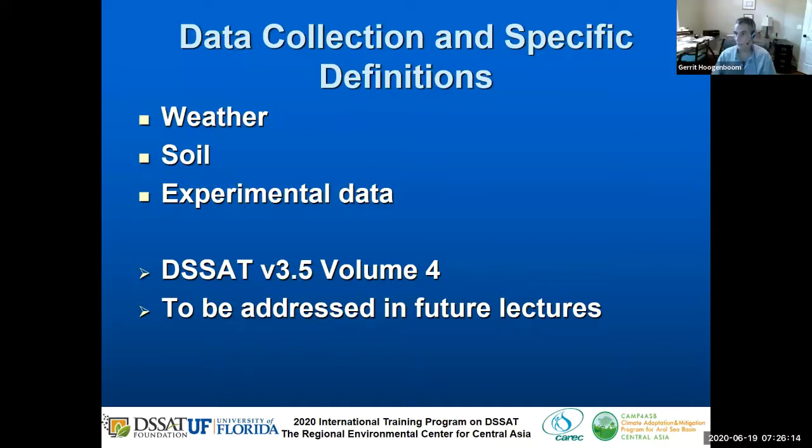So here I will just provide a very brief overview of the different input requirements for weather, soil, and experiments.